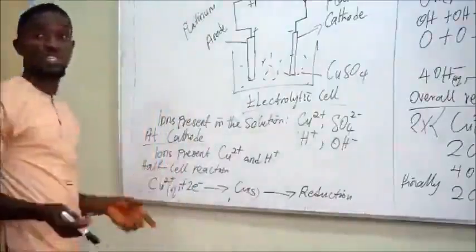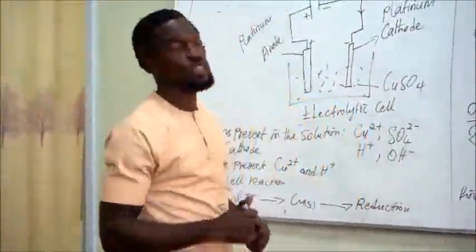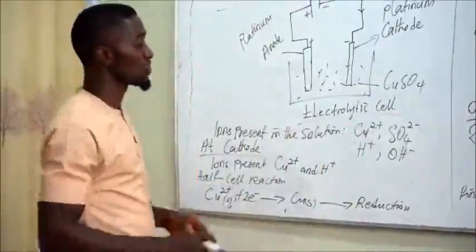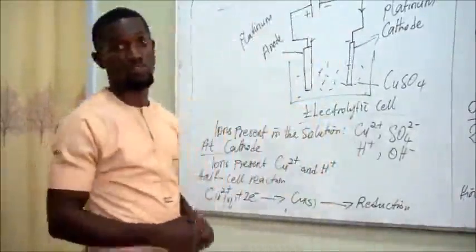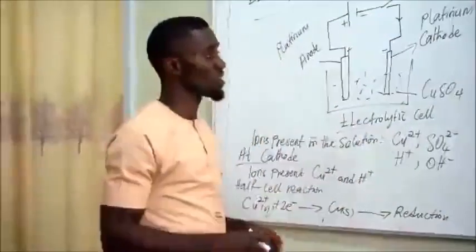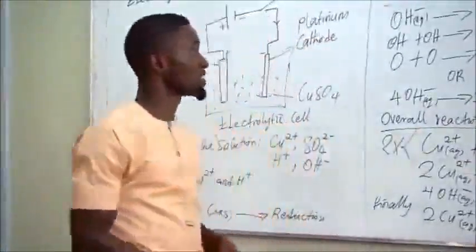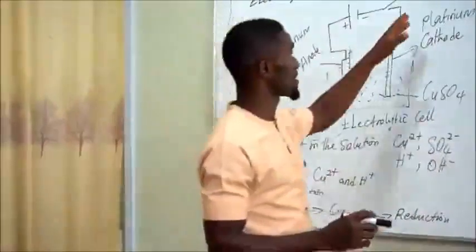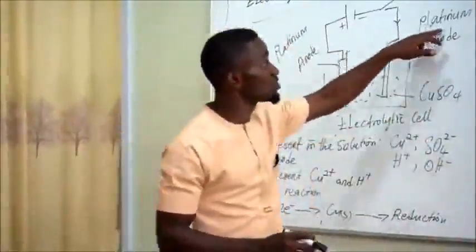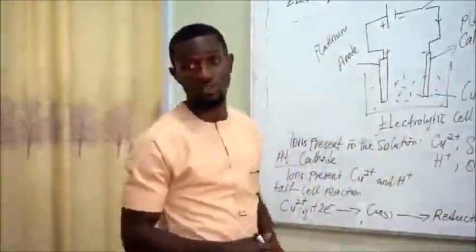So what do you think will happen to the color of the solution? The blue color of the solution will fade, because copper has been eliminated from the solution. Okay, so this is all about the electrolysis of copper 2 sulfate using platinum electrode.